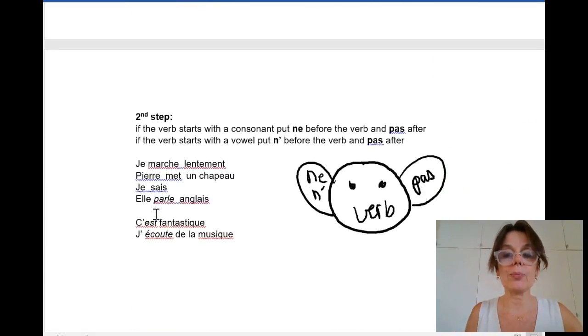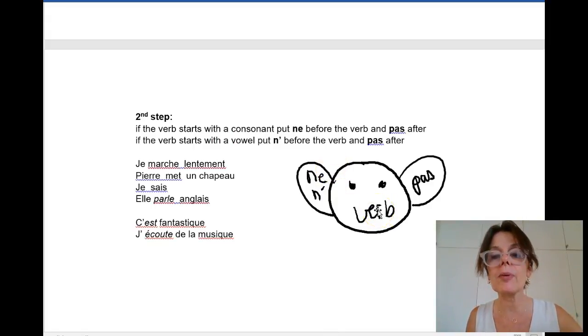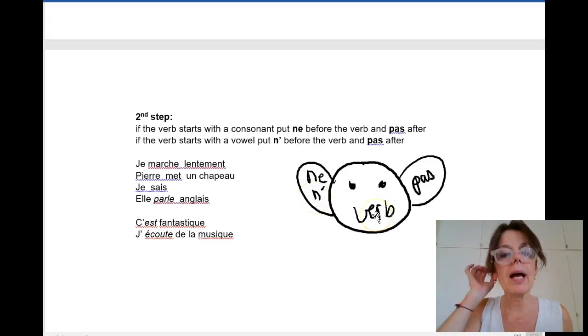The second step is the beautiful drawing that I've made before for you. Your second step is to put ne and pas: ne before the verb and pas after the verb. You have to put ne before a verb that starts with a consonant, but if the verb starts with a vowel, you're going to put an apostrophe. So it's like a sandwich: you have the verb in the middle, and you put ne before and pas after, or an apostrophe before if your verb starts with a vowel, and pas.